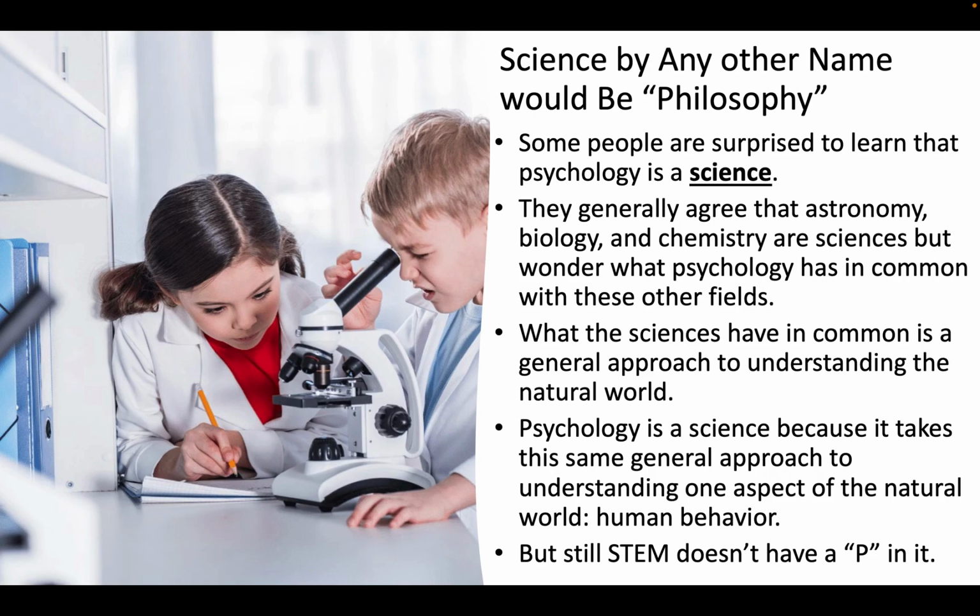And the reason STEM doesn't have a P in it is because psychology cannot function with absolutes. So there are no absolutes in psychology because we're talking about human behavior. Human behavior is never the same from one individual to the next.